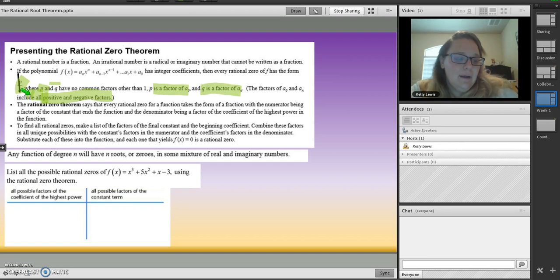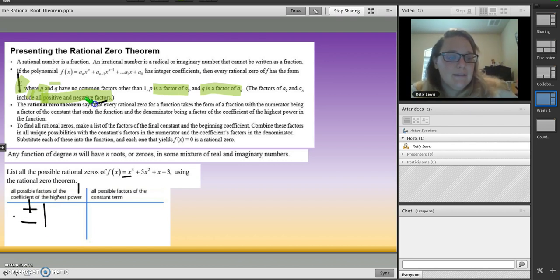I'm going to list all the factors of the coefficient of the highest power. So that's this one right here, and that coefficient is 1. The factors of 1 are just 1 and 1, so I just have plus and minus 1. I put plus and minus because it's the positive and negative factors. Now the constant term is this 3, and the factors of 3 are 1 and 3.